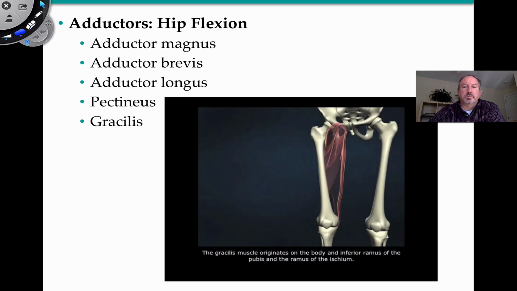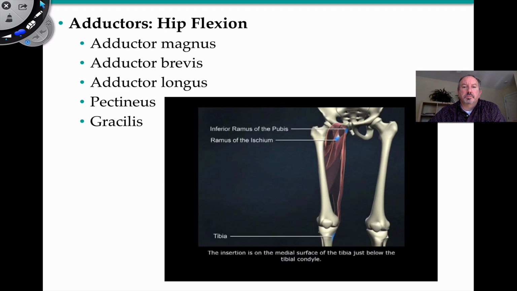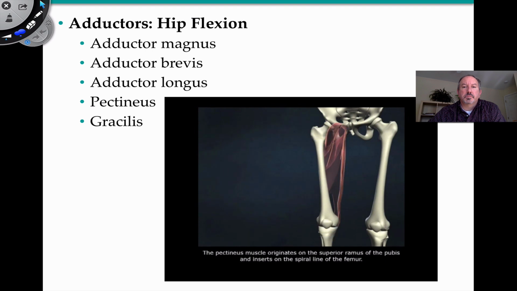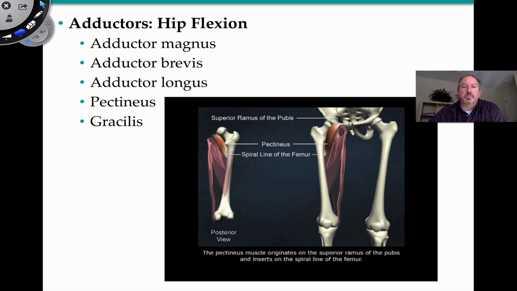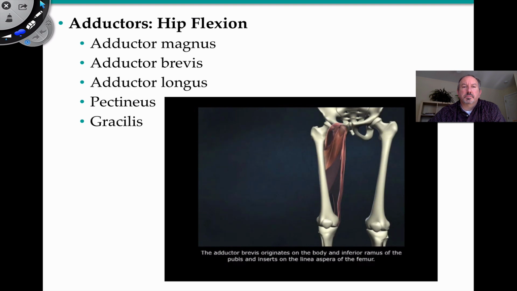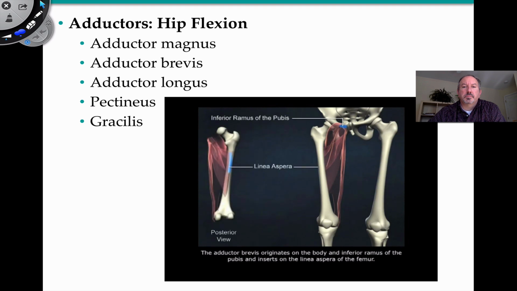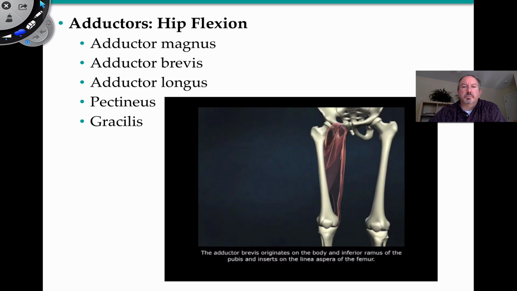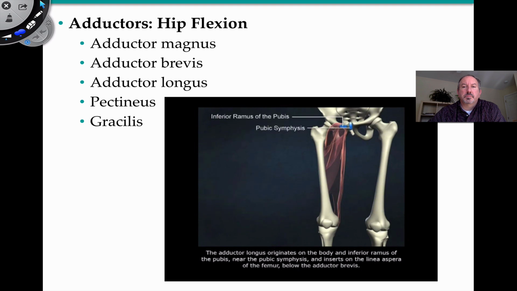The gracilis muscle originates on the body and inferior ramus of the pubis, and the ramus of the ischium. The insertion is on the medial surface of the tibia, just below the tibial condyle. The pectineus muscle originates on the superior ramus of the pubis, and inserts on the spiral line of the femur. The adductor brevis originates on the body and inferior ramus of the pubis, and inserts on the linea aspera of the femur. The adductor longus originates on the body and inferior ramus of the pubis, near the pubic symphysis, and inserts on the linea aspera of the femur, below the adductor brevis.